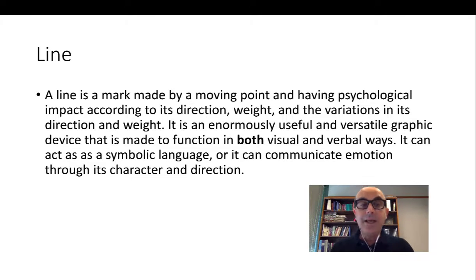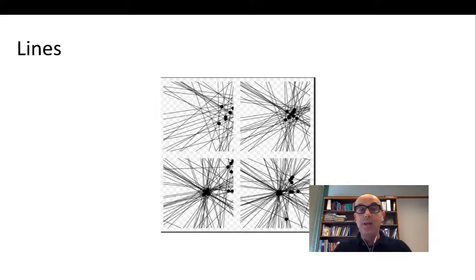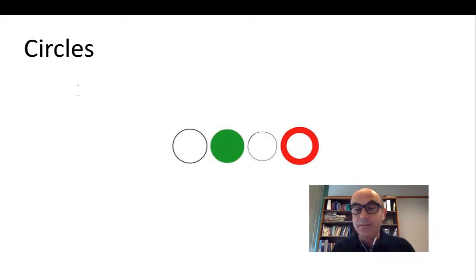A line is also a mark, made by moving a point, and again there is some physiological input according to the direction, the weight of the line, and the variance of the line. And again, it gives us some sense of what it is trying to communicate. So in this example, we see a lot of lines, but what does it really mean? What can we take out of it is something we need to think about.